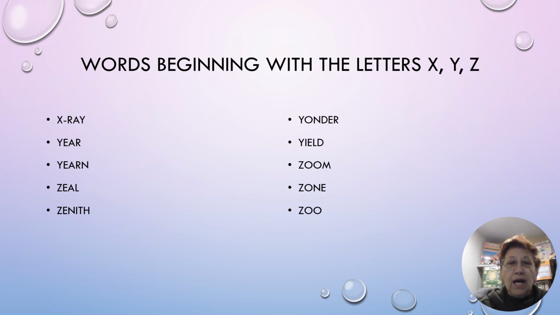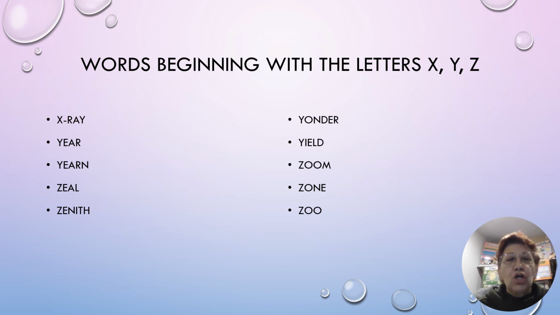X-ray is something that gets done if the doctors in a hospital want to see inside your body to check something, they're going to give you an X-ray, right? Year. A year is 12 months. There are 12 months in a year. You could say, what year are we in? The year is 2023.